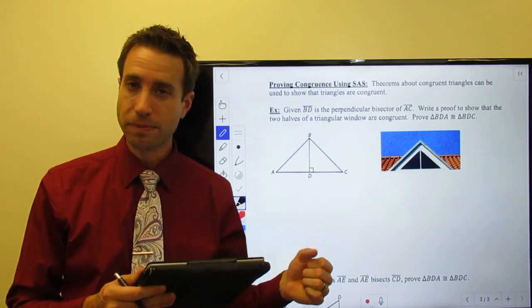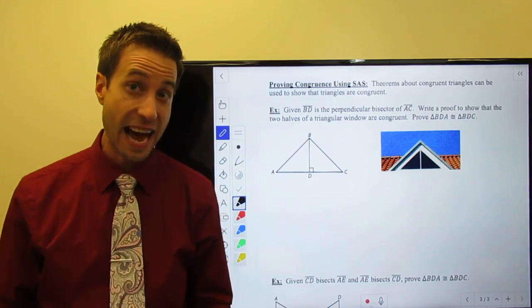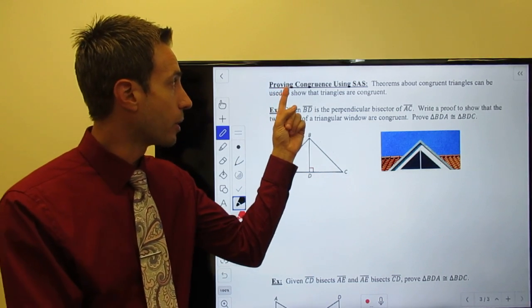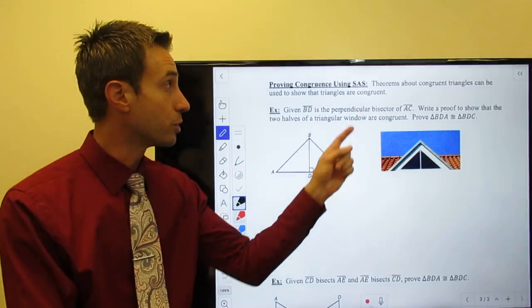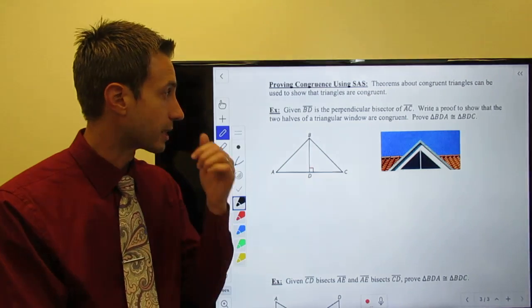Side angle side theorem, you only got to prove 3 things. Half the work, hopefully half the time, working smarter, not harder. Here we go. I want you to prove congruence using the side angle side theorem. So here we go. Let's take a look at this guy.